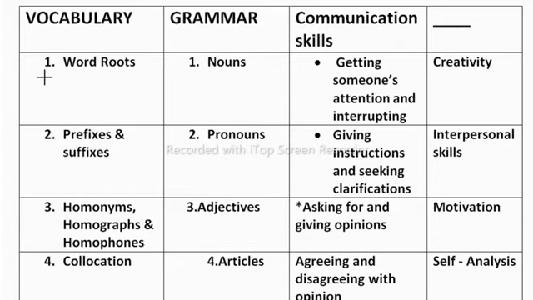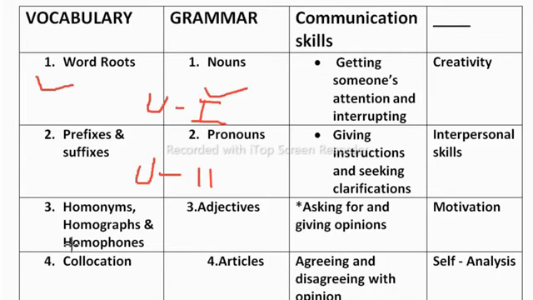In the first unit, you will have word roots, nouns, getting someone's attention and interrupting, and creativity. There are more chances you will get the exercises from word roots and nouns. These both are from unit 1. Under unit 2, you will have prefixes and suffixes exercises, pronouns, and giving instructions and seeking clarification, interpersonal skills. Again there are more chances you will get exercises from prefixes and suffixes, and this is from unit 2.